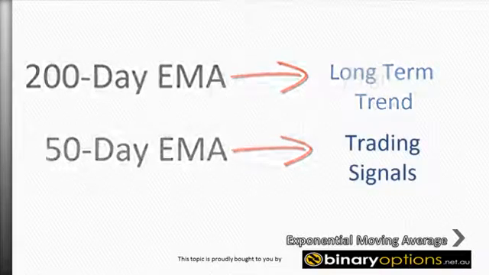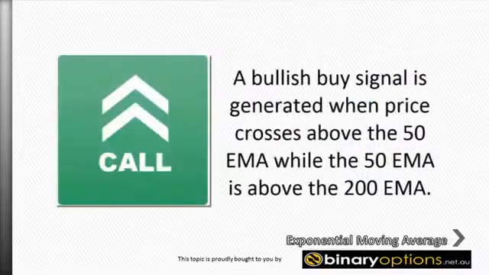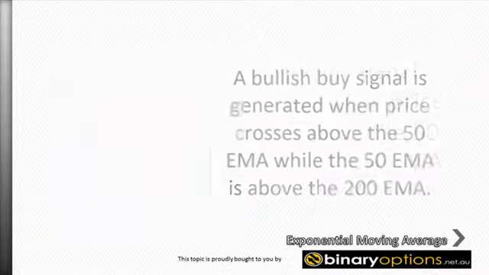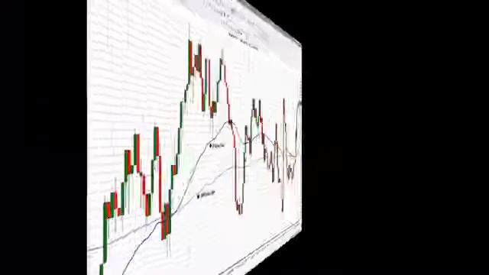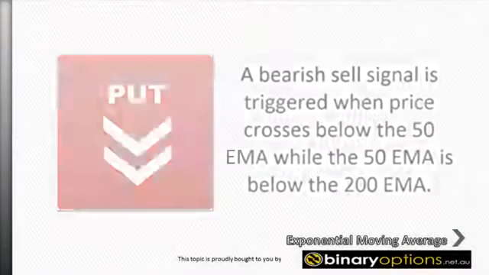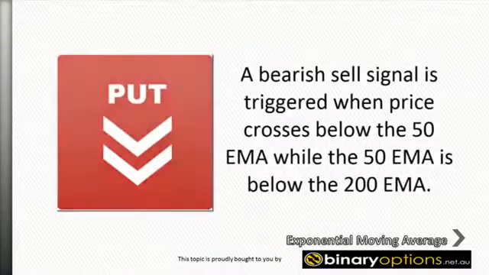Using a long-term daily price chart of any tradable asset, a bullish buy signal is generated when price crosses above the 50 EMA, while the 50 EMA is above the 200 EMA. Conversely, a bearish sell signal is triggered when price crosses below the 50 EMA, while the 50 EMA is below the 200 EMA.